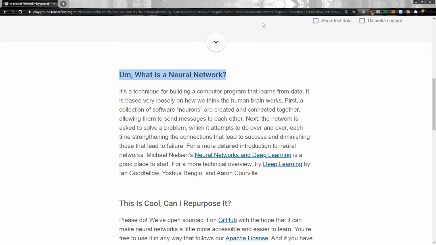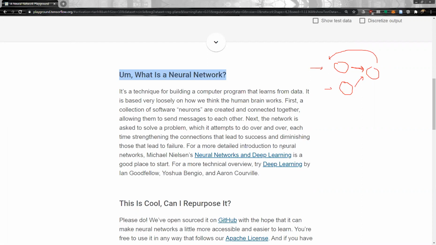So it means that we have neurons, and then they are connected to each other. So it is like sequential neurons. So information flows this way. And then next, the network is asked to solve a problem, which it attempts to do over and over, each time strengthening connections. So we keep feeding the data and then iterating the model, basically iterating its estimation process. So well, the relevant relationship becomes more and more stronger. Okay. And then each time strengthening the connections that lead to success and diminishing those that lead to failure.